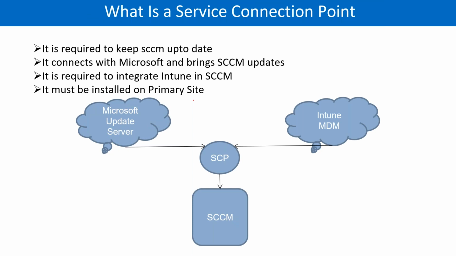Service connection point is to keep SCCM up to date. Currently we are using 2006, for example, and tomorrow Microsoft releases 2010. In order to upgrade from the old version to the latest version, we need the service connection point. It connects with the Microsoft update server to bring the SCCM updates.